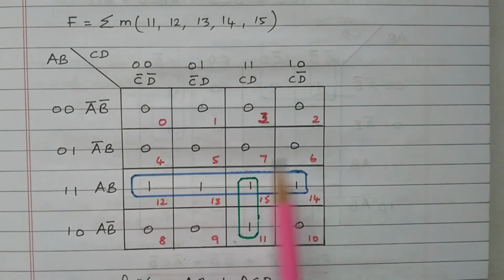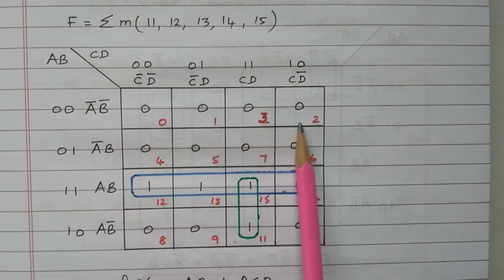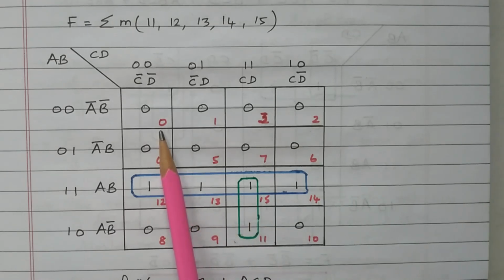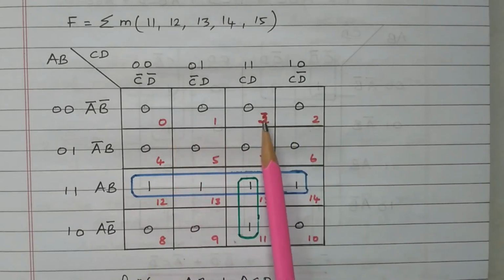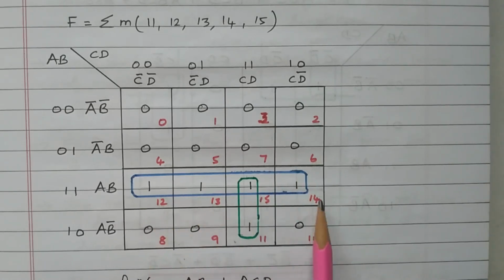Then 4, 5, 6, 7. There is an interchange between 6 and 7 also. Then 8 is written in the fourth row. Right? So 0, 1, 2, 3, 4, 5, 6, 7. Similarly, we interchange between the third and fourth column, and similarly between the third and fourth row also. After 7, 8 is written in the fourth row. 8, 9, 10, 11, there is an interchange. Then 12, 13, 14, 15. Right? So these red color numbers represent the Minterms: 0, 1, 2, 3, 4, 5, 6, 7, 8, 9, 10, 11, 12, 13, 14, 15.